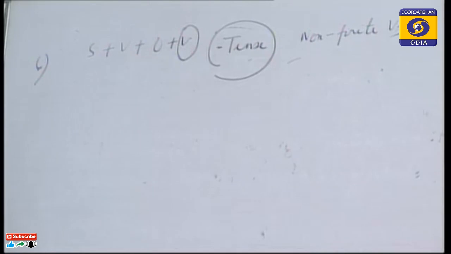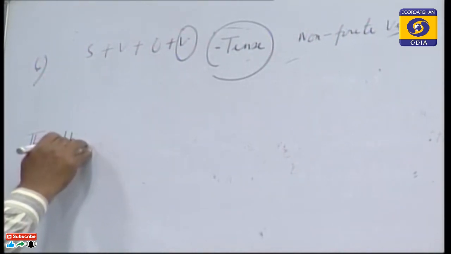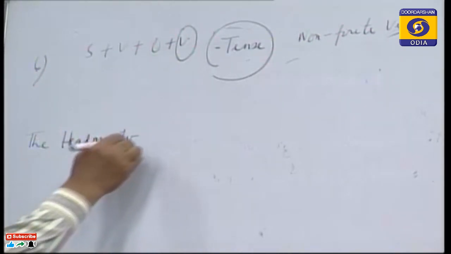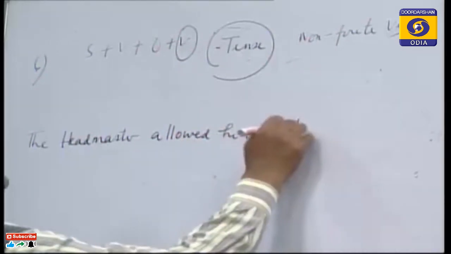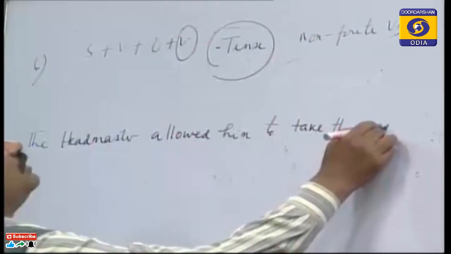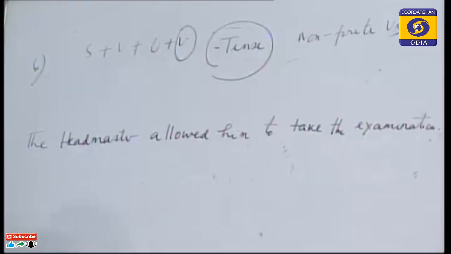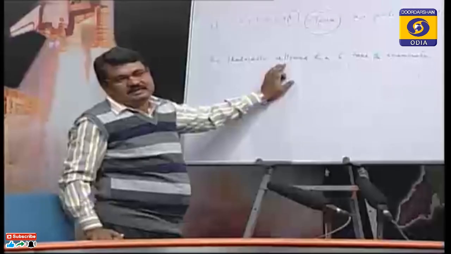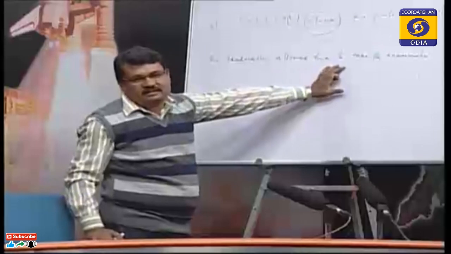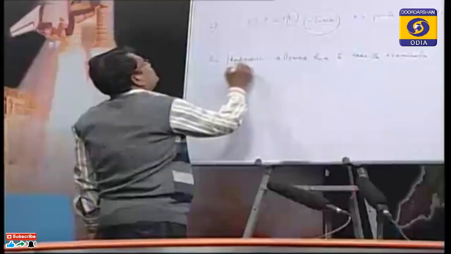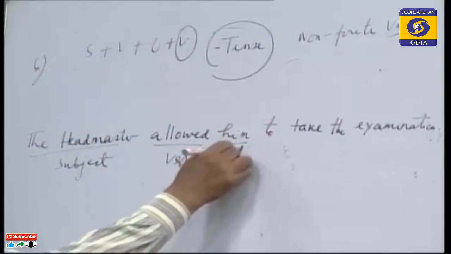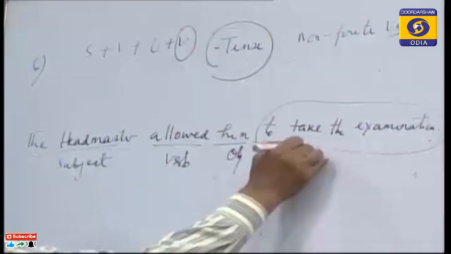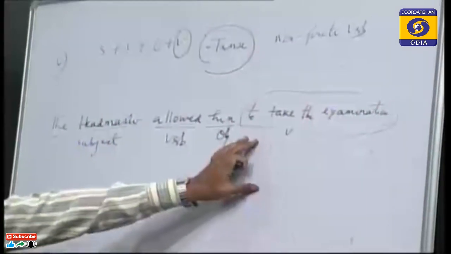For example, the headmaster allowed him to take the examination. Suppose the student is a very notorious one, perhaps the headmaster was rude earlier, now he is soft, so he allowed him to take the examination. Here you see the headmaster is of course the subject, allowed is the verb, this one is the object, and here is a structure which is a verb, a non-finite verb. There is no tense here.